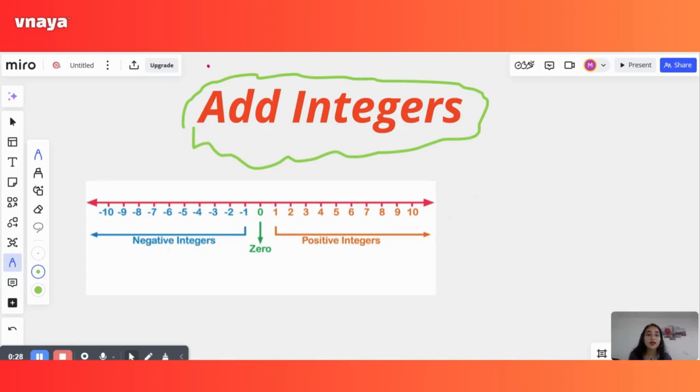So I can pick -3. That's also an integer. Let's add another integer with it, and let's say that's a 2.